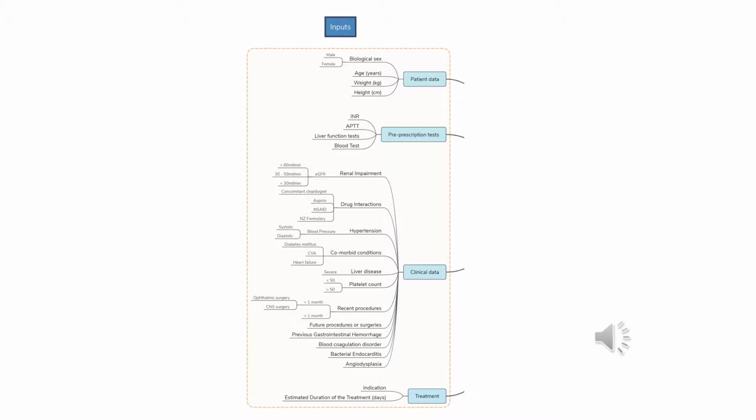Active bleeding and conditions with high risk of hemorrhaging are also considered as an input. This includes previous gastrointestinal hemorrhaging or blood coagulation disorder. The next set of inputs are related to the treatment. This includes the indications such as deep vein thrombosis or pulmonary embolism. It also includes the estimated duration of the treatment.